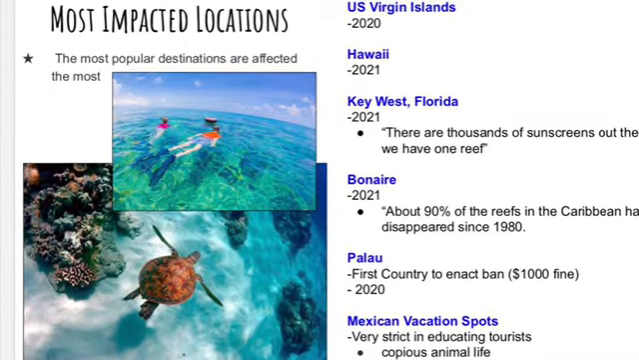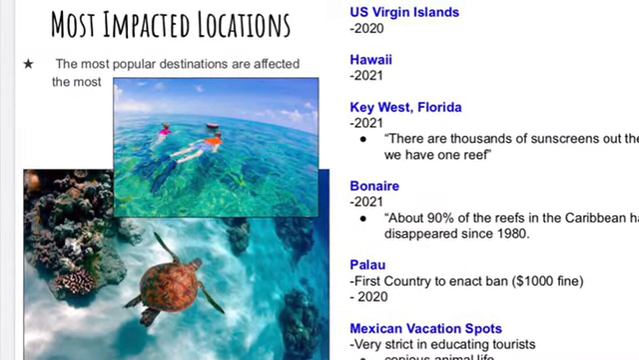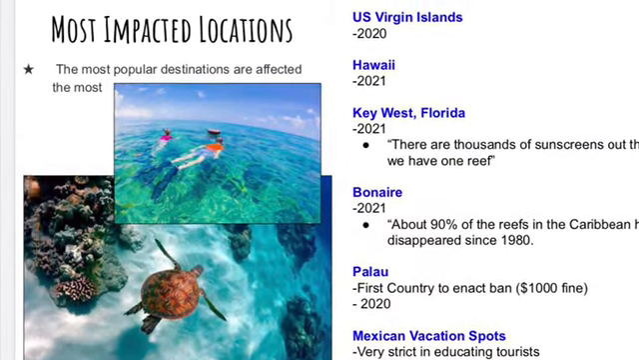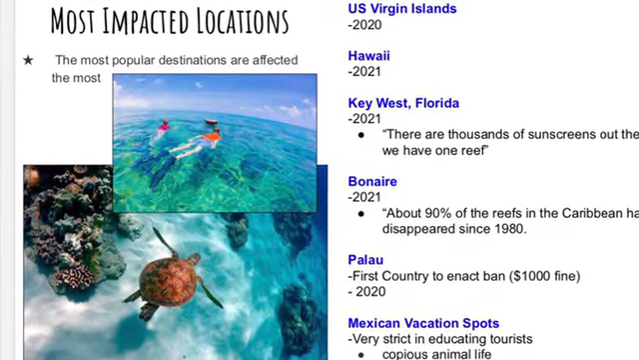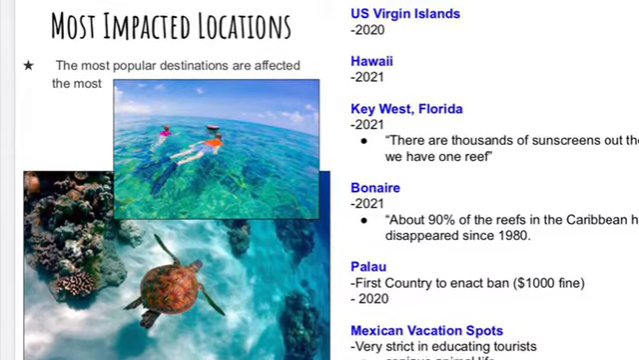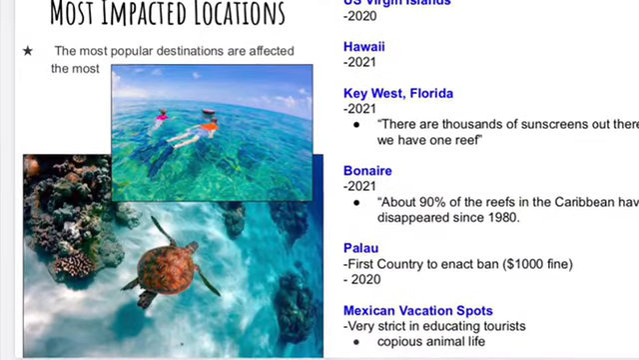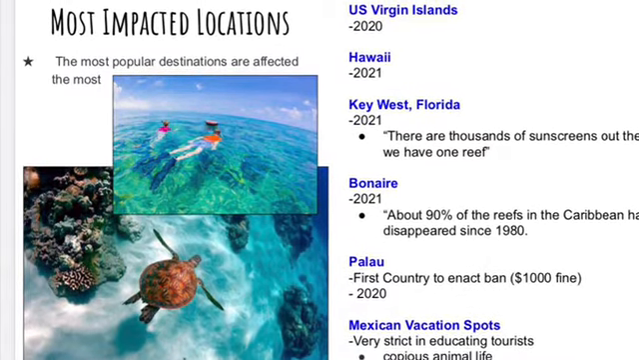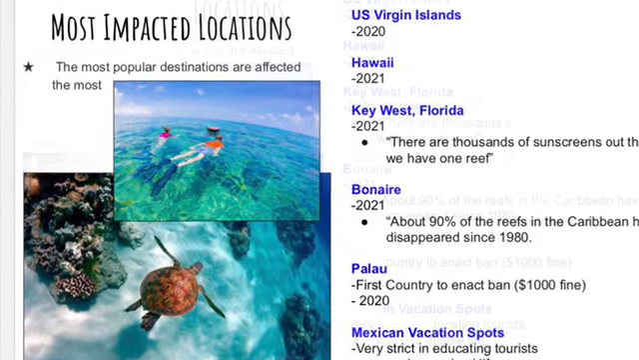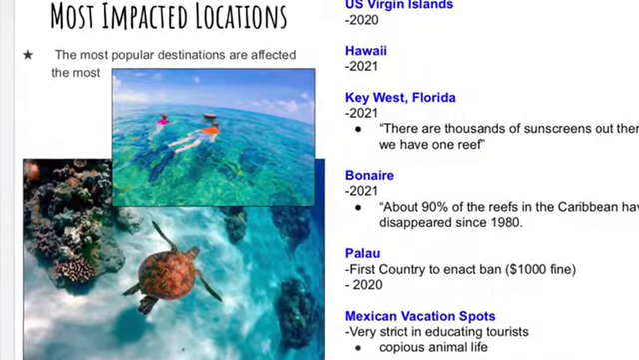So I'm going to be talking about the most impacted locations in reference to coral reefs and the products, especially sunscreens, that are damaging. The most popular destinations are affected the most, obviously because tourists wear a lot of sunscreen and it is really saturated with the products. So the ones listed, I have the U.S. Virgin Islands, Hawaii, Key West, Florida, Bonaire, Palau, and Mexican vacation spots.